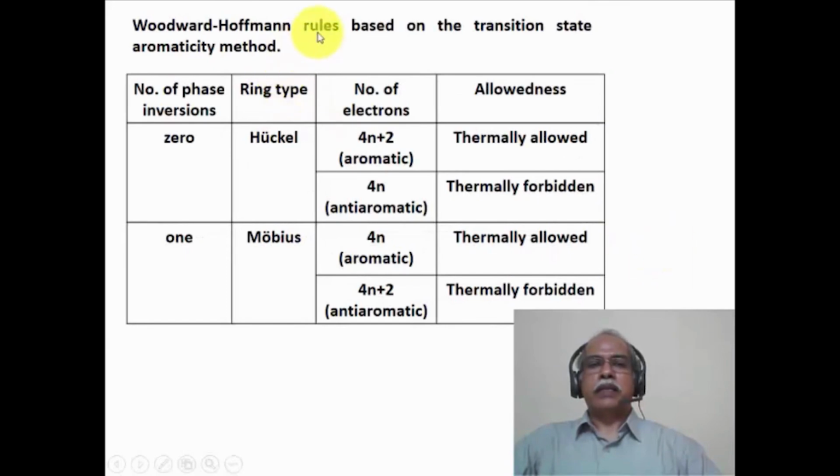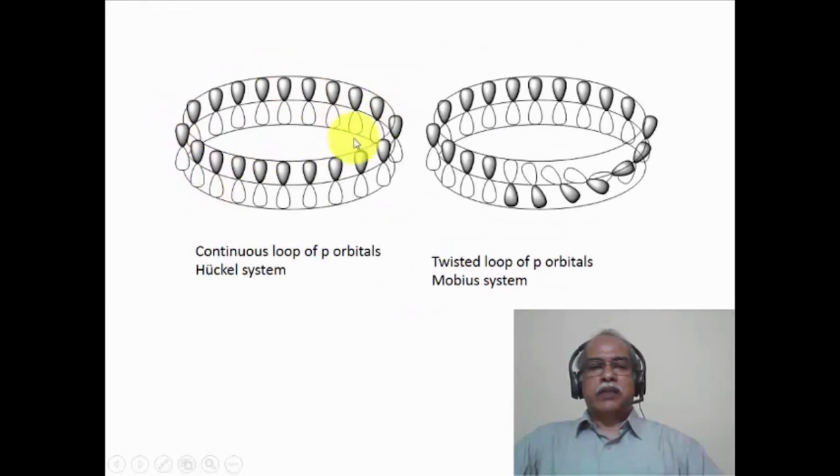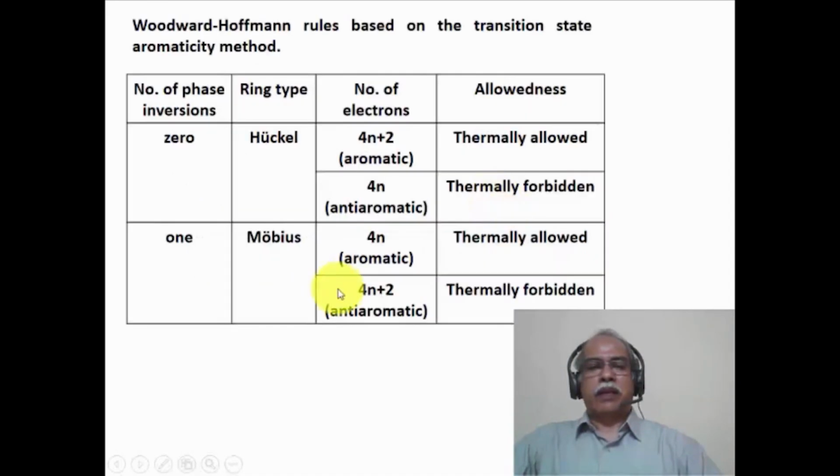So the Woodward-Hoffmann rules based on the transition state aromaticity can be summarized using this particular slide here. You consider the number of phase inversions that are taking place. In this case, there is no phase inversion, so it is 0. Here there is a phase inversion. You can see here there is a phase inversion at this particular point here. So one phase inversion is happening here.